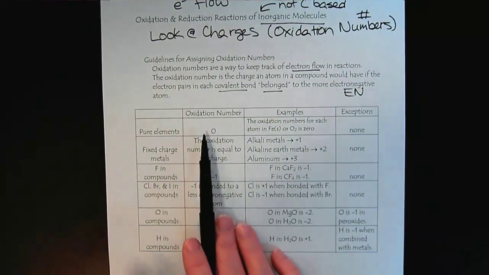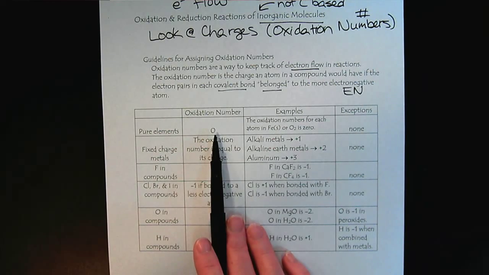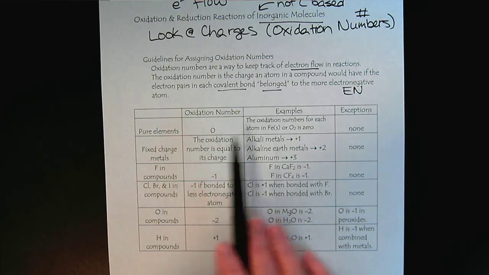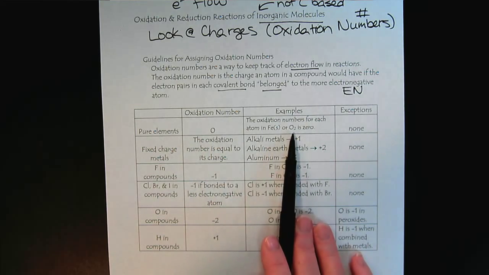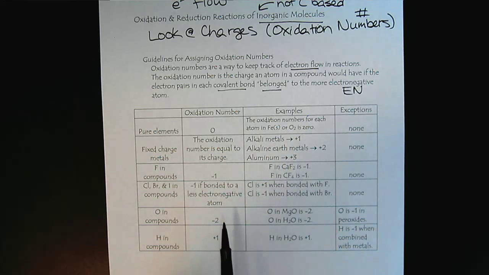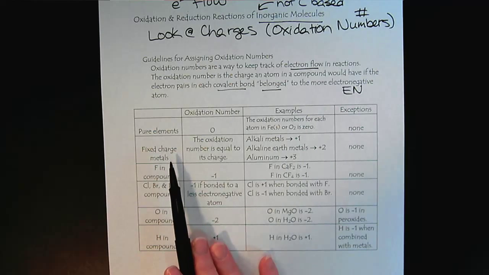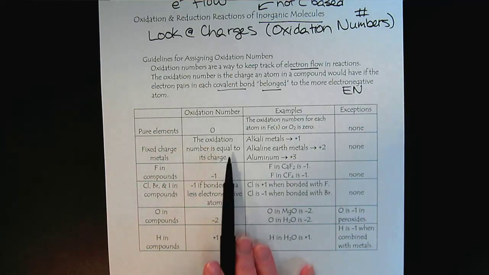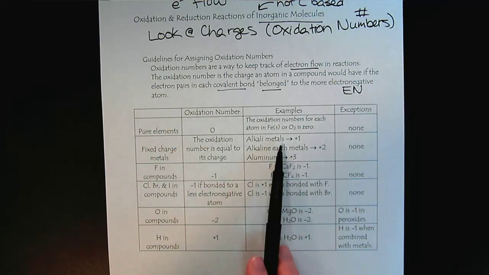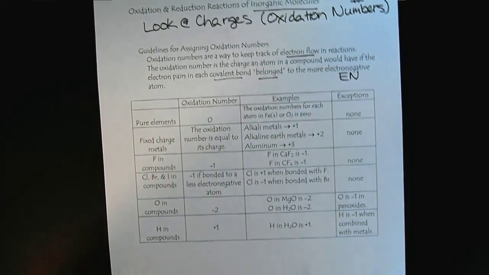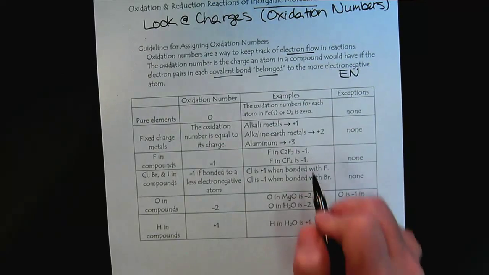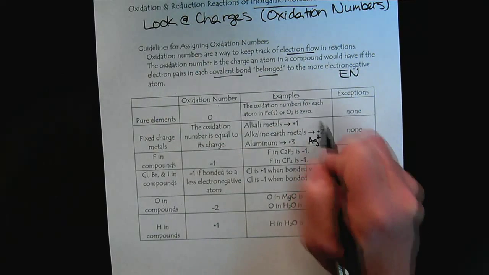Anytime we have pure elements, they're neutral, so we would say their oxidation number is 0. So the oxidation numbers for iron or the diatomic elements, like oxygen, are 0. And then there are those good old fixed charge metals. Their oxidation number is always equal to their charge. The alkali metals, the alkaline earths, and aluminum, those are our buddies. And there are a few more fixed charges out there we could think of, for example, silver or zinc.